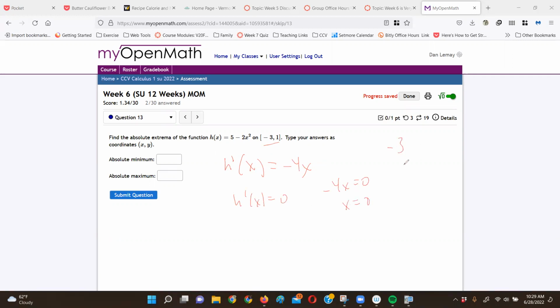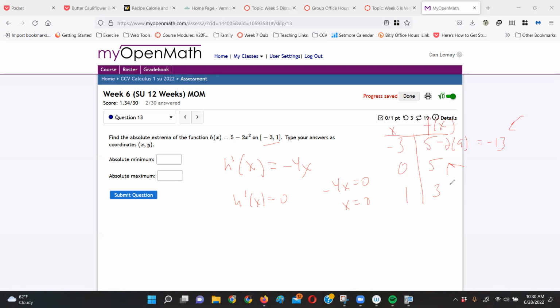So I'm going to test negative 3. I'm going to test 0. I'm going to test 1. And here's x, here's my f of x. So I better write this out. 5 minus 2 times 9, right? Because negative 3 squared. That's going to be negative 18. 5 minus 18 is negative 13. If x equals 0, y is 5. If x equals 1, y is 3. So the absolute minimum is happening at negative 3. The absolute maximum is happening at 0.